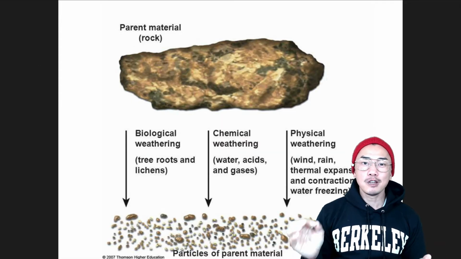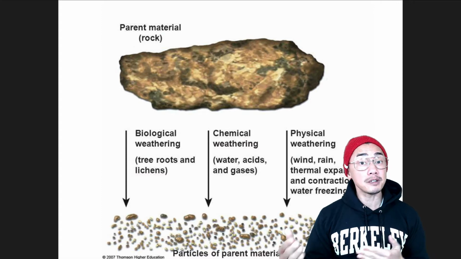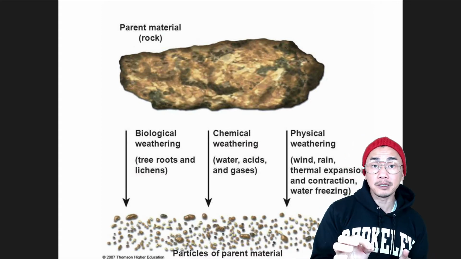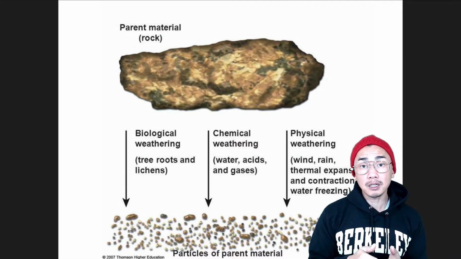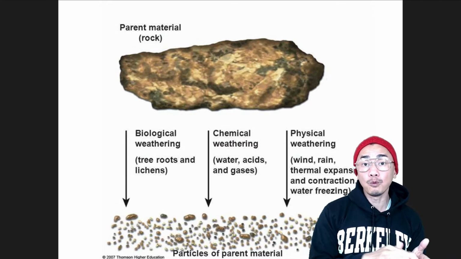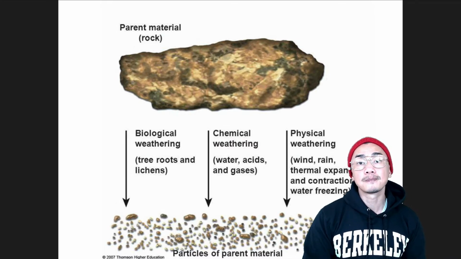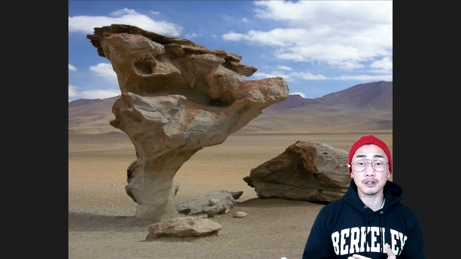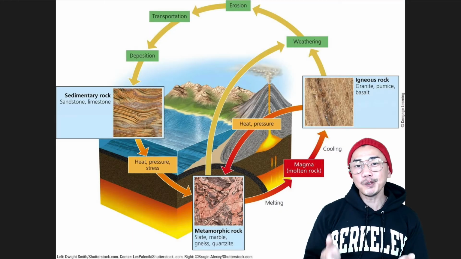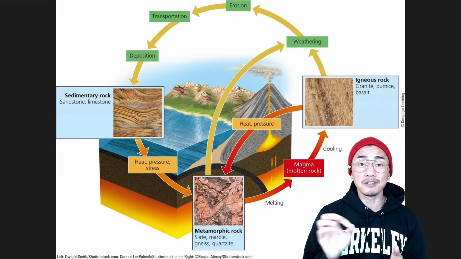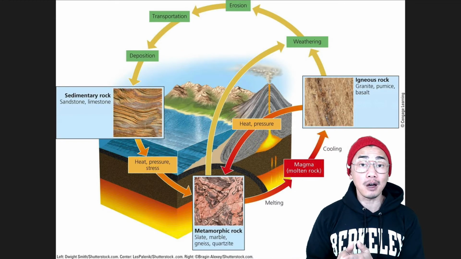This diagram shows how weathering is the breaking down of rock and how weathering can occur biologically by living things, chemically through chemical reactions, and physically by things like wind, rain, and ice. This photograph shows how weathering and erosion by wind can create unique rock structures. This is another diagram of the rock cycle, highlighting the processes involved in changing one type of rock into another.